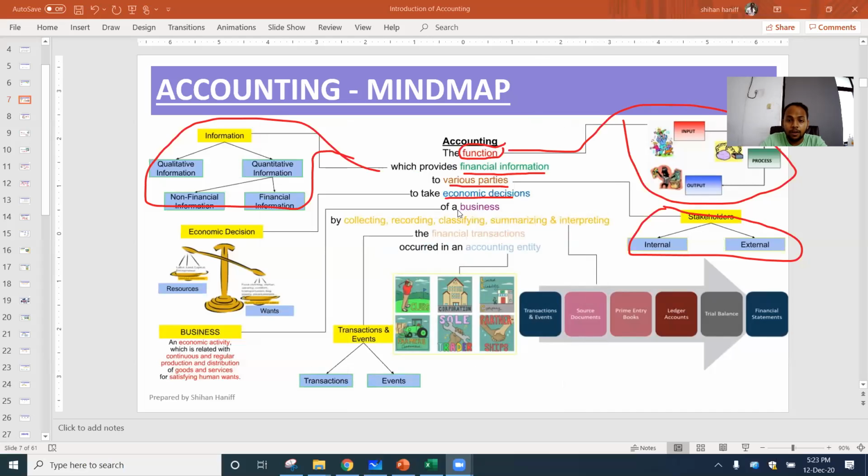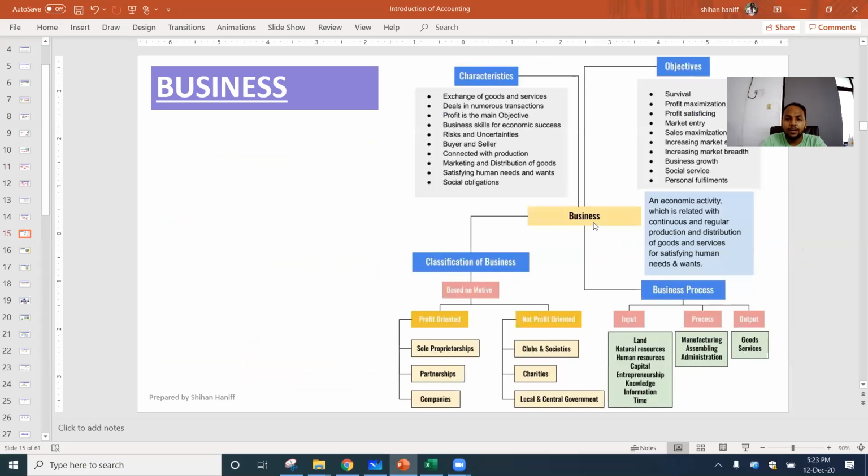So, the economic decision of a business. We need to learn what is meant by a business. When it comes to business, we have a mind map on business. I will just brief on the basic definition. It is an economic activity which is related with continuous and regular production and distribution of goods and services to satisfy human needs and wants. Right? So you need to know all these points.